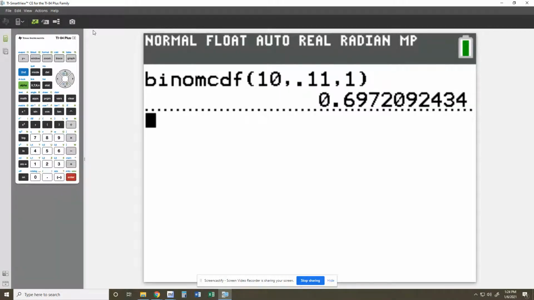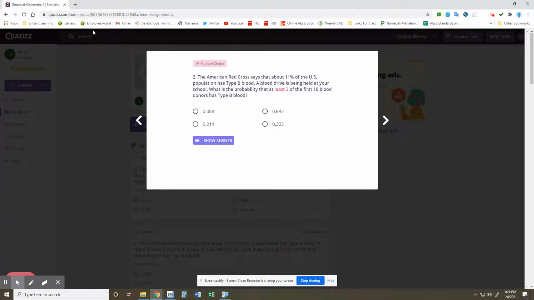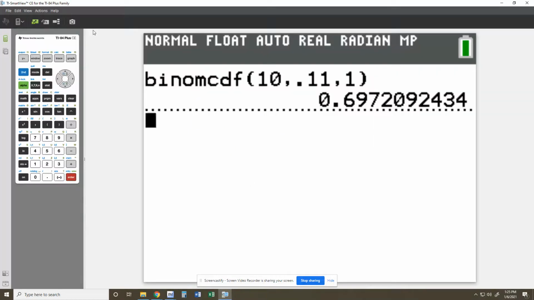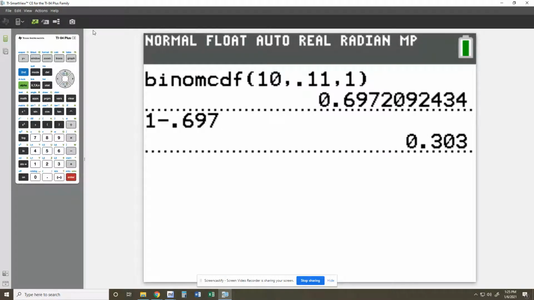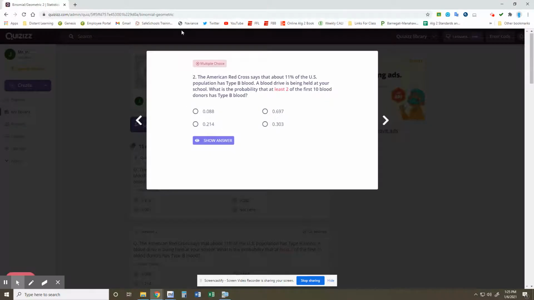Now, that is not the answer to the question, obviously, because this one wanted 2 or more. And you can even see the number that I got is one of the choices. Since I need 2 or more, and this number represents 1 or less, I do 1 minus that calculation. You can see 0.303 is indeed the answer. That is getting the complement in order to get the correct answer.